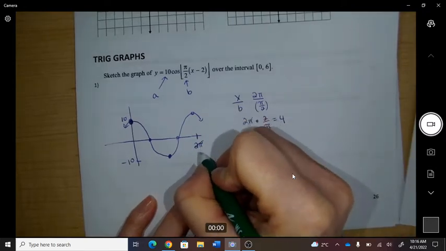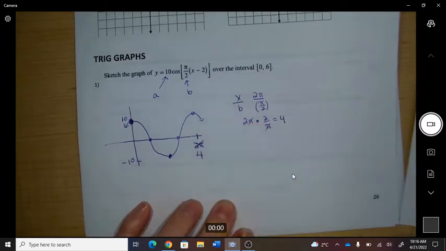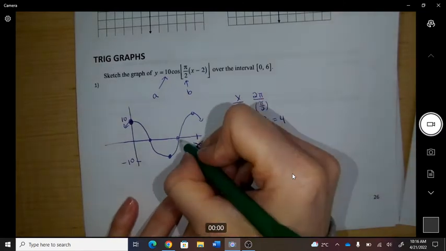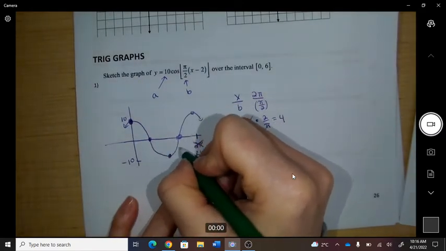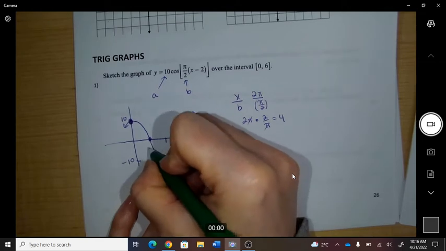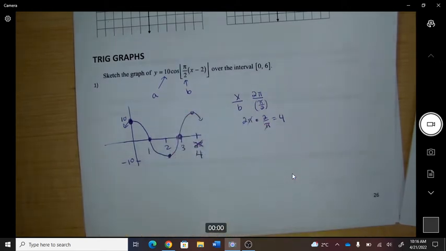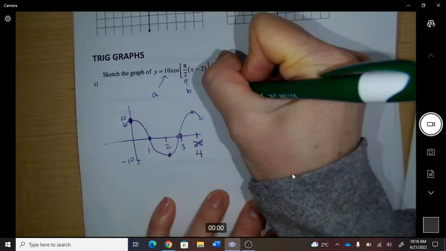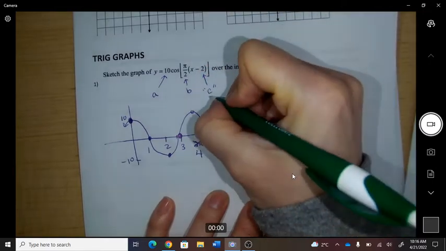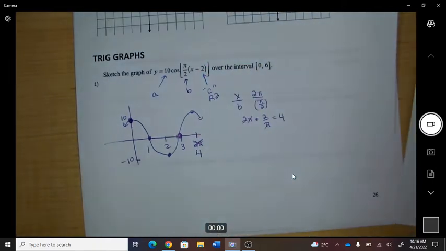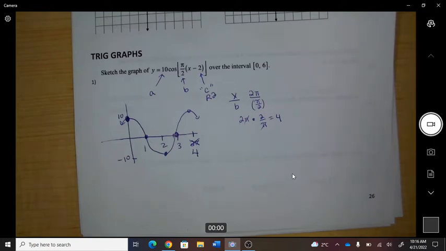So instead of this being 2 pi, it's now 4, which I'm going to use to adjust all of these x values now. If this is 4, this is 1, 2, 3. Okay, so that's the A and the B. Now I'm going to do the C, which will go right 2. So I'm going to take all of those points and move them right.